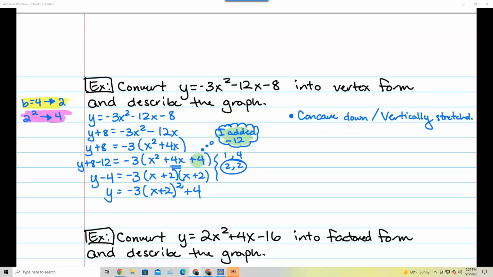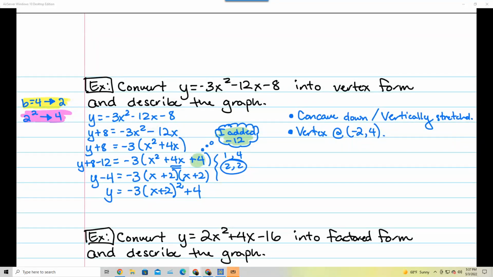The other thing I know, and this is important because it's in vertex form, is I know it's shifting, right? This controls left and right, and it does the opposite of what you think. So it's going to go left 2. And this goes up and down, and this is going to be up 4. So it's going to go left 2, up 4. I'm going to put a dot, and that's where my vertex is at. If I go left 2 on my graph and up 4, then those coordinates would be -2, 4. That means my vertex is at -2, 4.